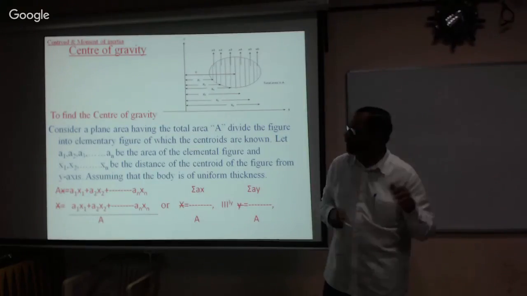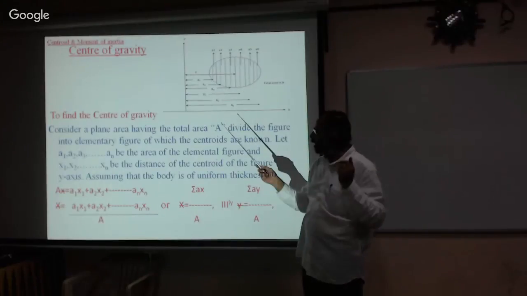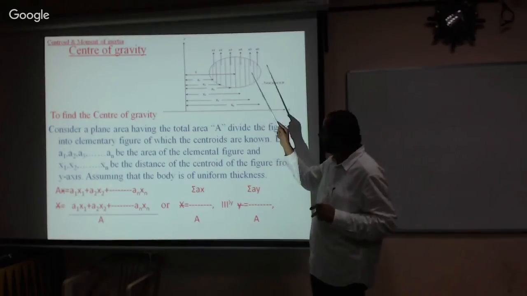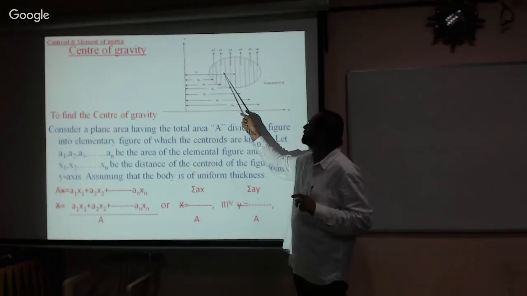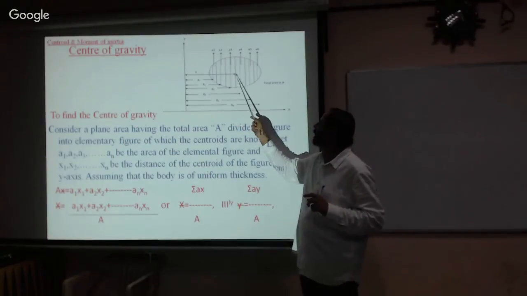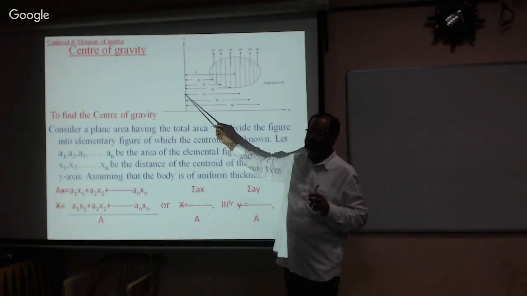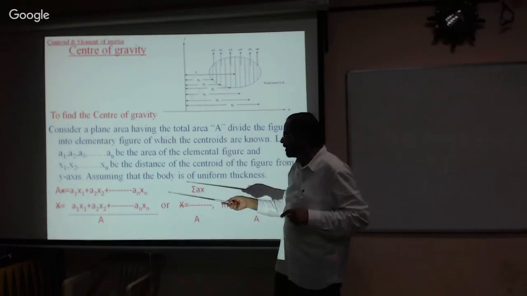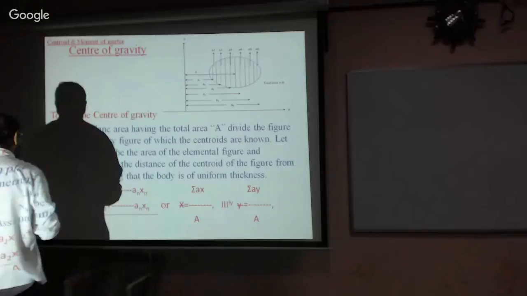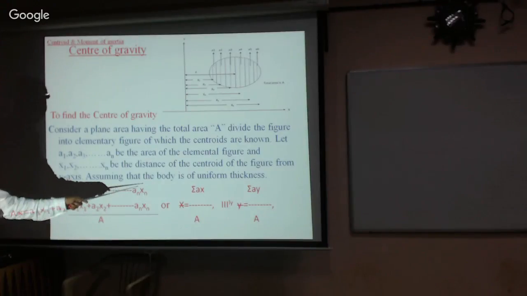Okay. And similarly, now this is the x-axis. Now how are you going to do it? Let me take the moment of all these strips. This is the moment of area with respect to the y-axis. See, these are the areas and these are the moments of the area: area into x1 plus area into x2 plus area into x3 plus etcetera.